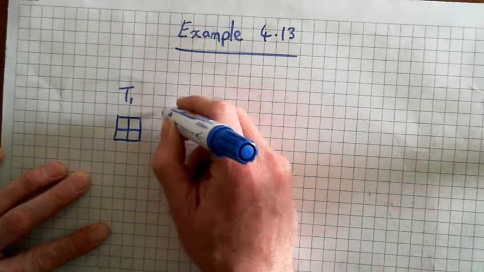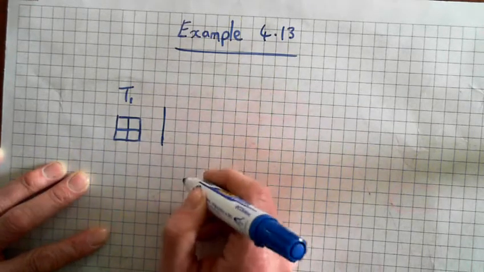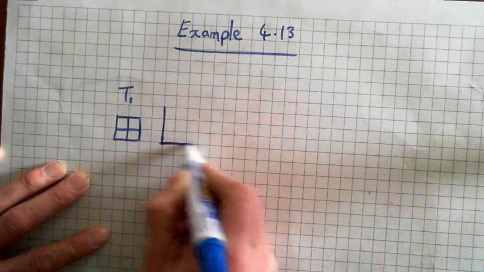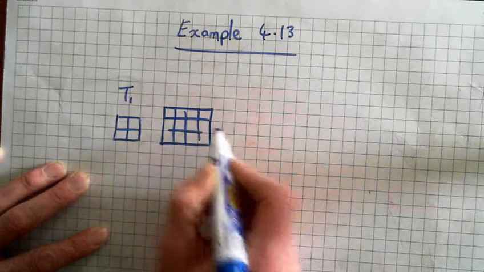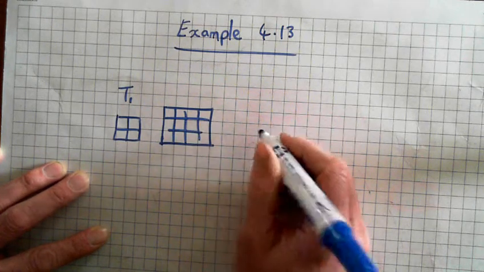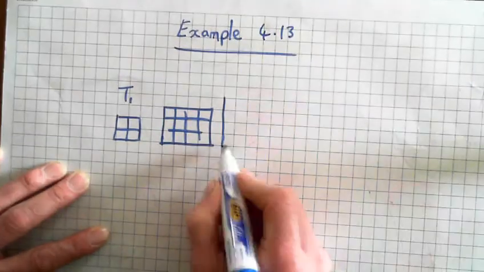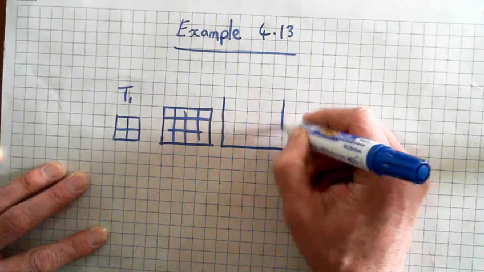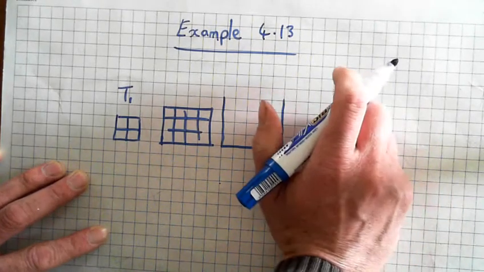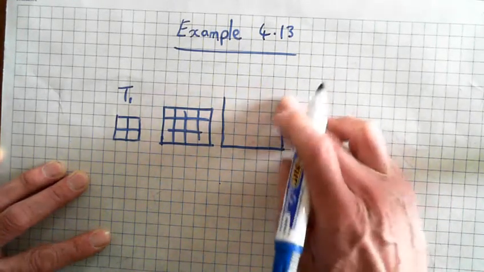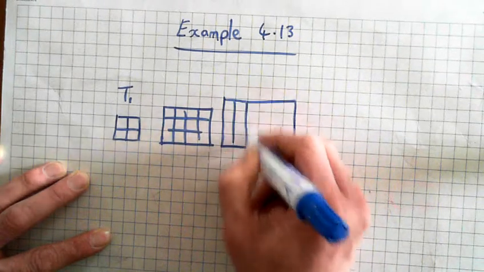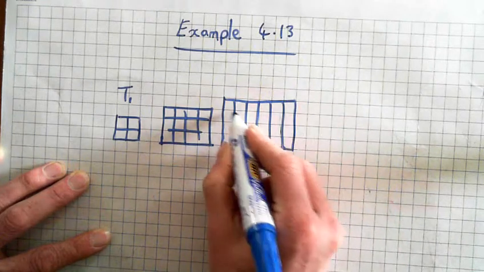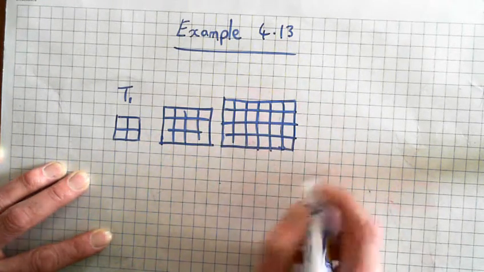So it's 4. The next one is 3 times 4, which was? And the next one is 4 times 5. Oh, sorry, the next one was 4 times 6. Alright.